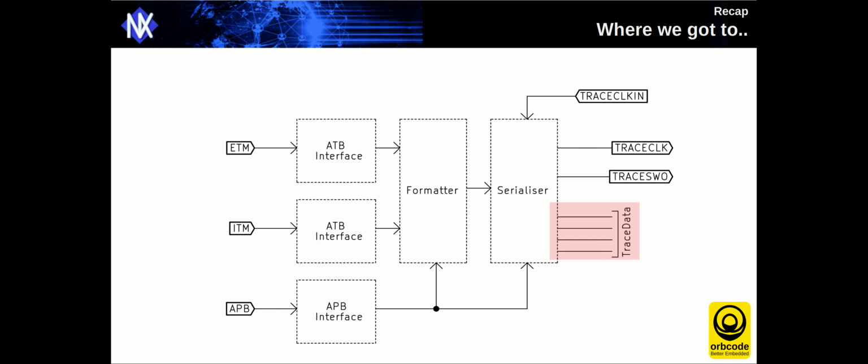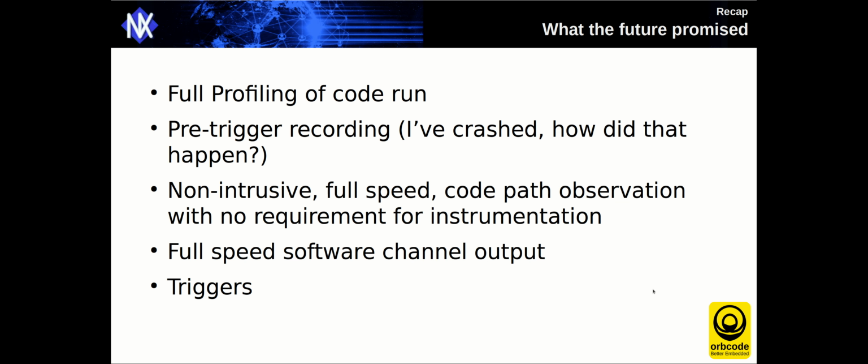We were saying, okay, this is pretty cool as far as it goes, but if we want access to the speed of data that's going to fall out of the ETM source, then we're going to have to go FPGA. So the future at that point promised full profiling of code runs, because access to the ETM allows us to do that. The ability to record things pre-trigger.